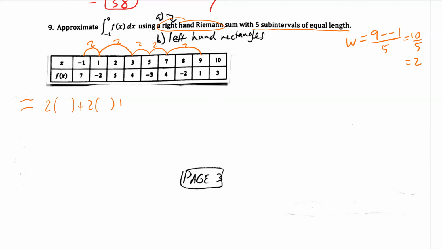2 times the first one, 2 times the second one, 2 times the third one, and 2 times the fourth one, and 2 times the last one. And then we'll circle these guys, how about in some green? We're doing right hand, so on the right side, and then on the right side, and then on the right side, and right side. So we should be starting with a -2, and then a 4, and then a -3, and a 4, and a 1.